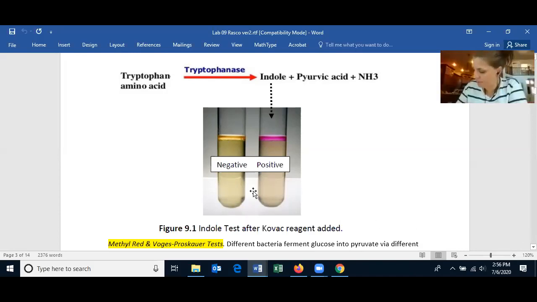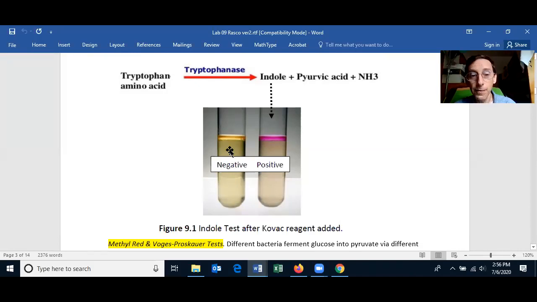Most of them, when they're negative, you add the reagent, and whatever the color of the reagent is, that's what color it'll be. With the oxidase test, the color is clear. And in this case, when indole is present, the Kovacs reagent turns pinkish or reddish, and this one kind of looks purplish, and that's positive.